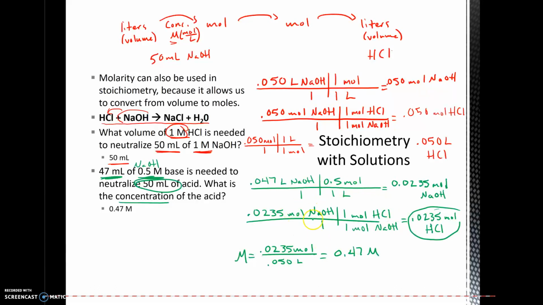So the first two steps are the same, but then we're looking for this concentration piece in our final step, so we change that just a bit to find the concentration. So your answer would be 0.047 molar.